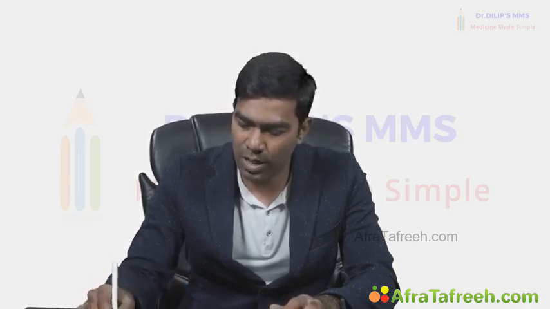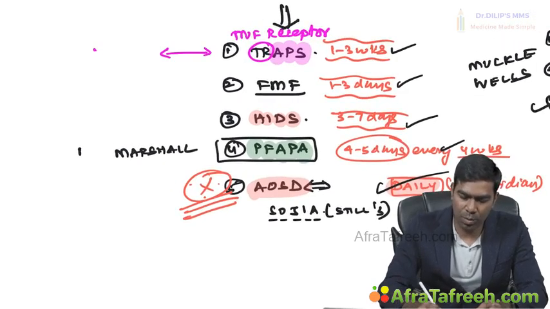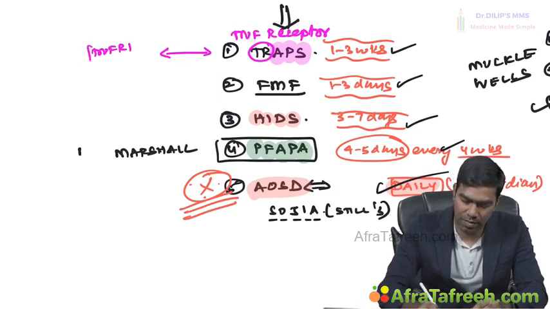And where will you get this? What is the mutation that is associated with TRAPS? If you ask me in TRAPS, what is the mutation? It is TNF receptor alpha, or I can simply write TNF receptor 1 gene mutation, autosomal dominant in inheritance.